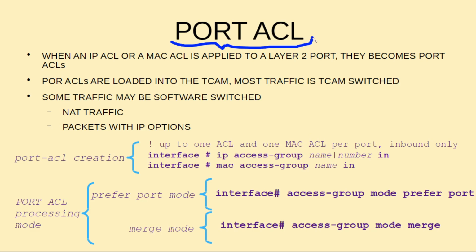A port access control list is nothing new. It is not a different technology than what we have seen so far. The thing is this: if we apply an IP access control list to a layer 2 port, it is going to become a port access control list. In the same manner, if we apply a MAC access control list to a layer 2 port, it is going to also become a port access control list. So in summary, port access control lists are nothing different. They are just an IP ACL or a MAC ACL applied to a layer 2 port.